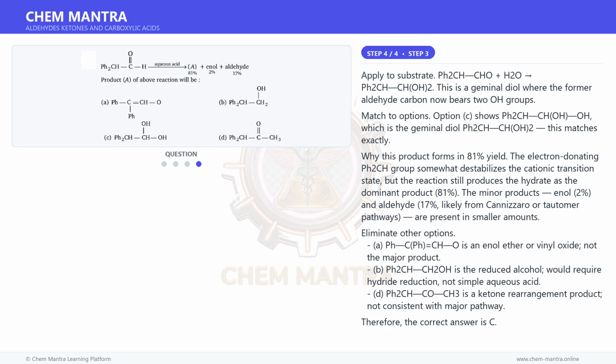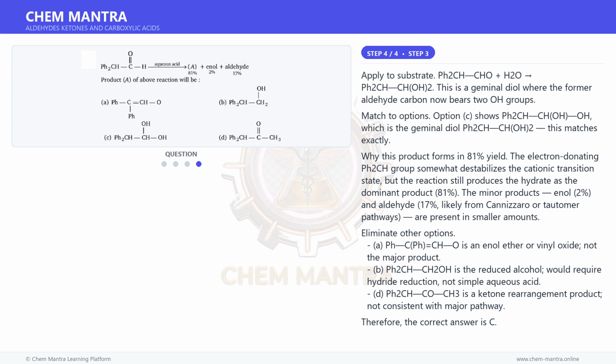And for the final step, apply to substrate. Ph2CH-CHO plus H2O gives Ph2CH-CH(OH)2. This is a geminal diol where the former aldehyde carbon now bears 2 OH groups. Match to options. Option C shows Ph2CH-CH(OH)2, which is the geminal diol Ph2CH-CH(OH)2. This matches exactly.